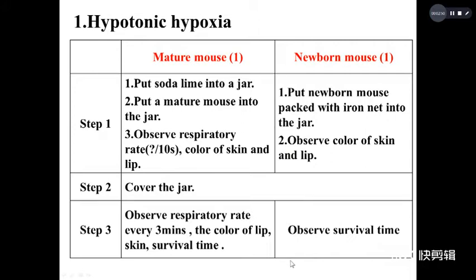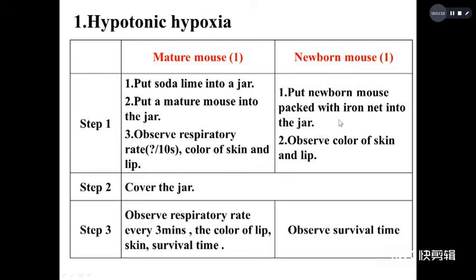Now do experiment. Now the first, put soda lime into a jar. The next, put a mature mouse into the jar. Now you observe the respiratory rate every 10 seconds. Now you observe the color of skin and the lip. Now it is normal respiration and the color.